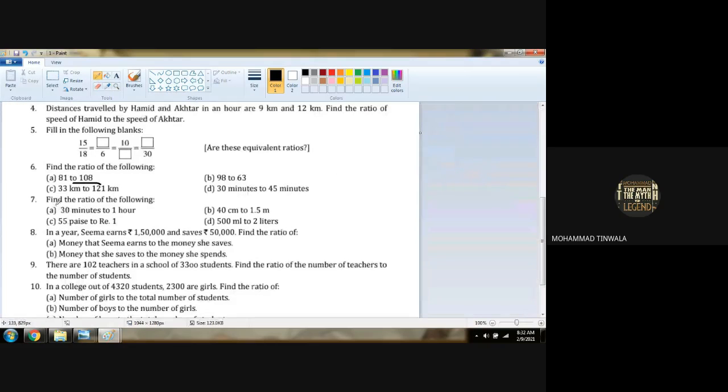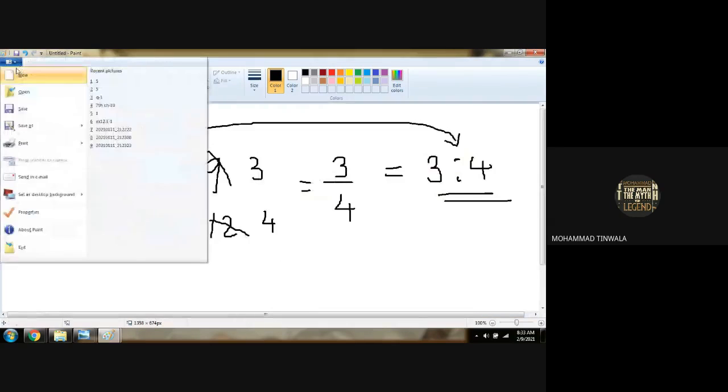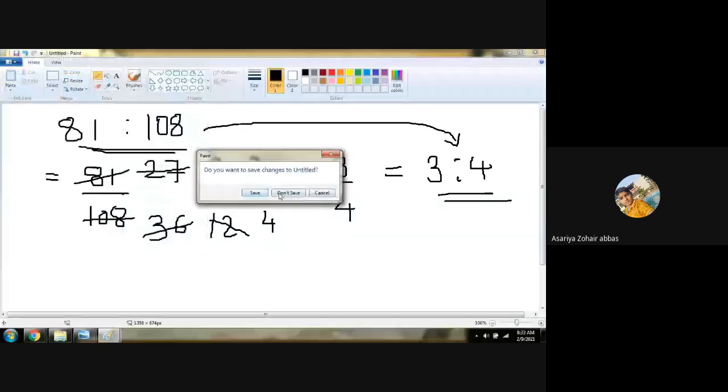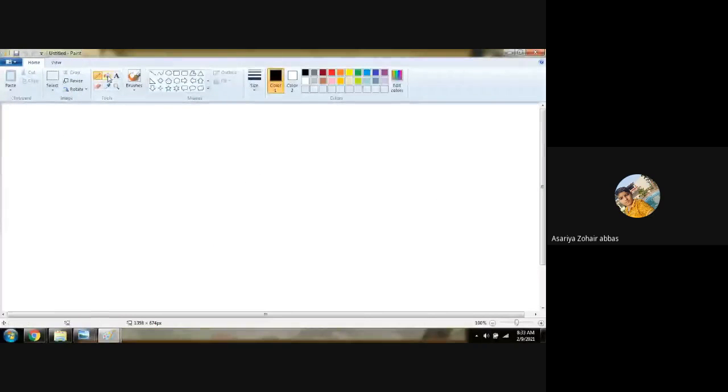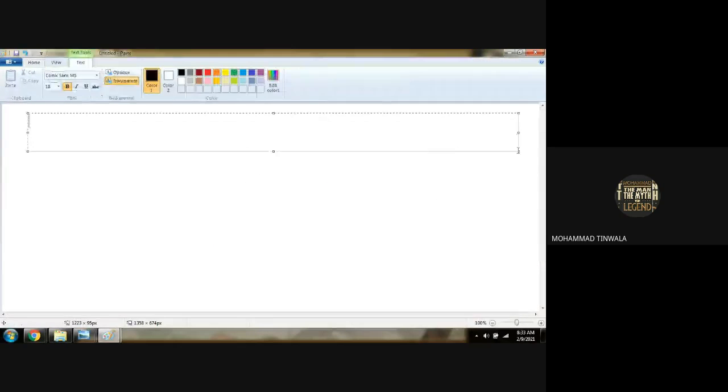Same thing. Find the ratio. Rest of the 3 sums are your homework. Question number 7. Find the ratio of the following: 30 minutes to 1 hour. 30 minutes to 1 hour. Now, who will tell me what we have to do in this?